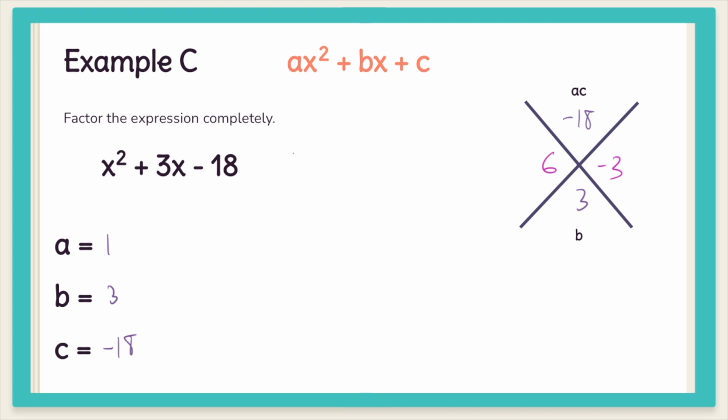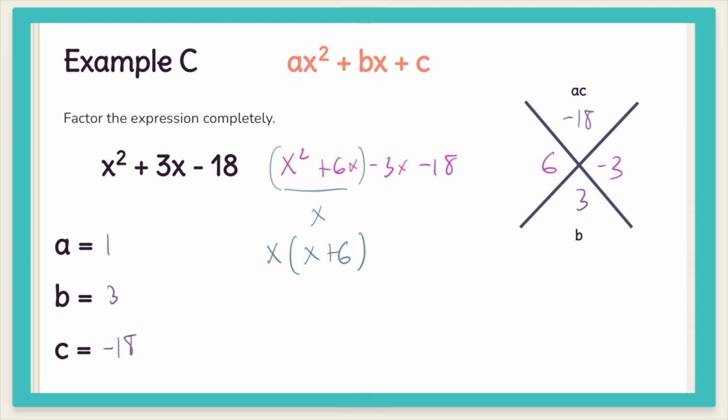So let's write that now in expanded form. So I've got x squared plus 6x minus 3x minus 18. All right, so now we're going to be looking for some factors here. So we're going to pull things out. So on one side, I can pull out an x. So I've got x on the outside. X squared divided by x is x. 6x divided by x is positive 6.